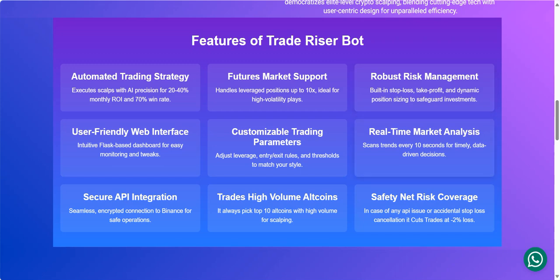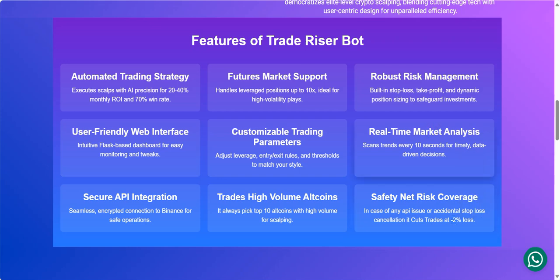It also has safety net coverage if something goes wrong. Let's say there is a Binance API issue and it fails to set the stop loss, which rarely happens. 99% of the time it never happens. But if 1% of the time it fails to set the stop loss order, then the safety net has your back. The safety net cuts your position at just a 2% loss, so your trade and your money are super safe.